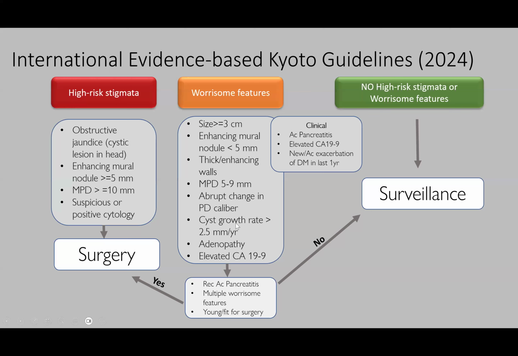So in patients who have that, you try to see if they have recurrent acute pancreatitis, if they have multiple worrisome features, or if they're young and fit for surgery. Any of these, you try to get them to get a surgery. Otherwise, they go into the surveillance group.